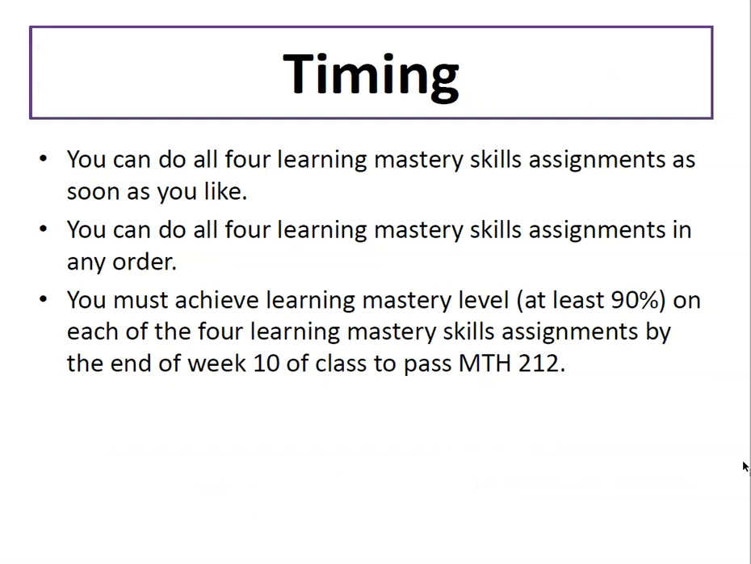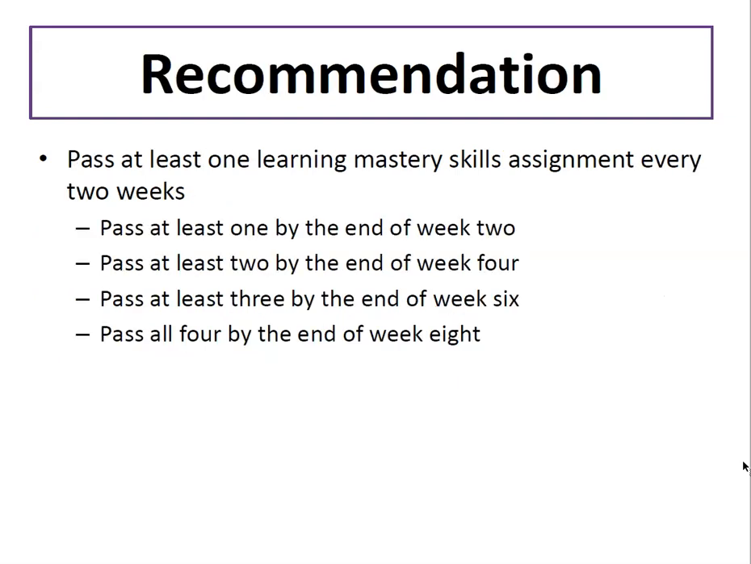You can do all 4 learning mastery skills assignments as soon as you like. You can do them in any order. You must achieve learning mastery level, so at least 90%, on each of the 4 learning mastery skills assignments by the end of week 10 of class to pass Math 212. It's recommended that you pass at least one of the assignments every 2 weeks. So at least 1 by the end of week 2, at least 2 by the end of week 4, at least 3 by the end of week 6, and at least 4 by the end of week 8.